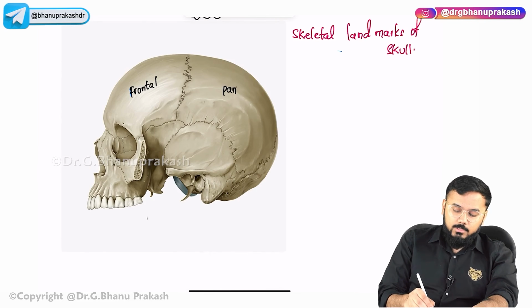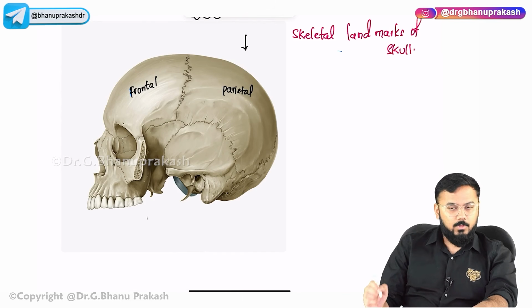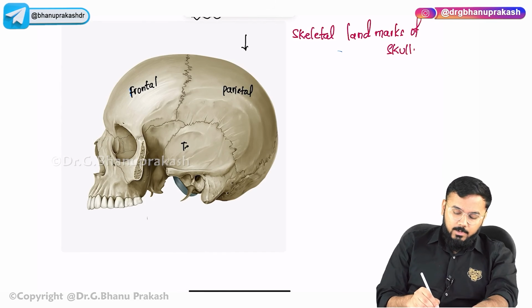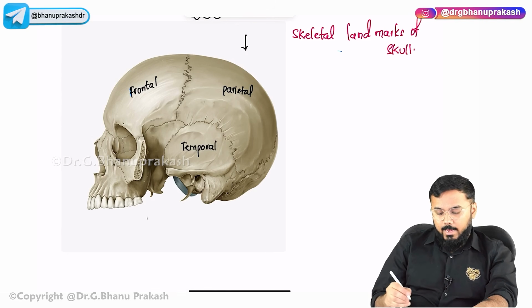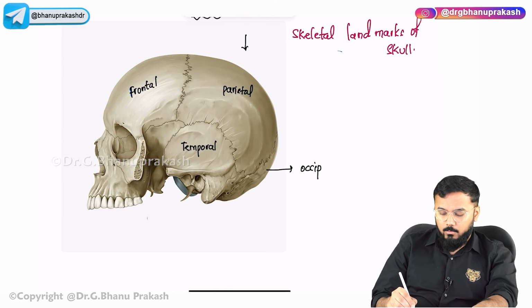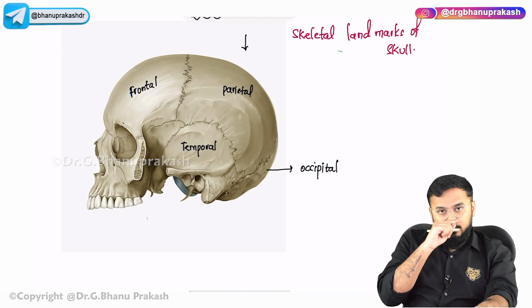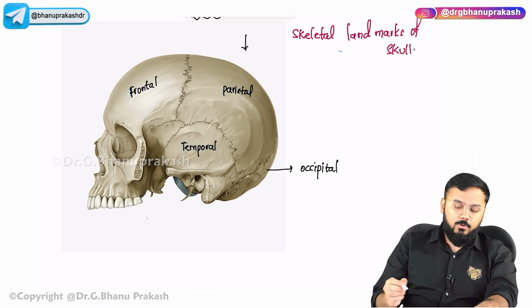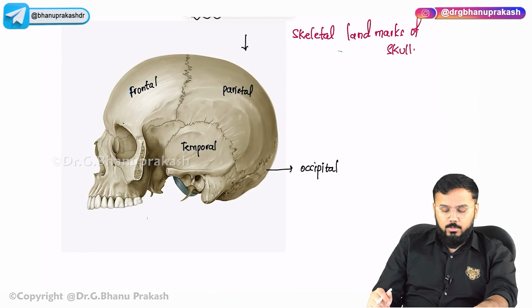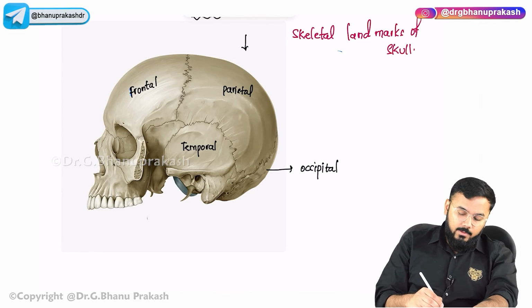This bone over here is called as your parietal bone. Parietal bone is best visualized from the top. Next, this particular bone is called as your temporal bone. And you see a bone on the back side, this is called as occipital bone. So how many bones have you got? You have got the frontal bone, the parietal bone, the temporal bone and the occipital bone.